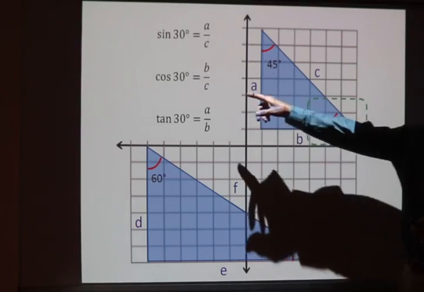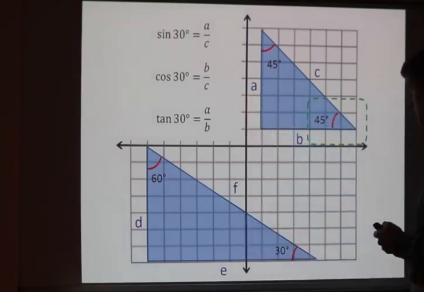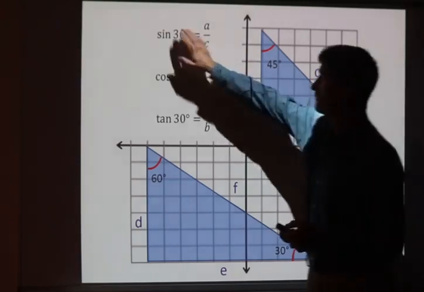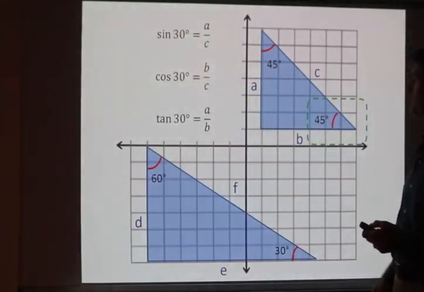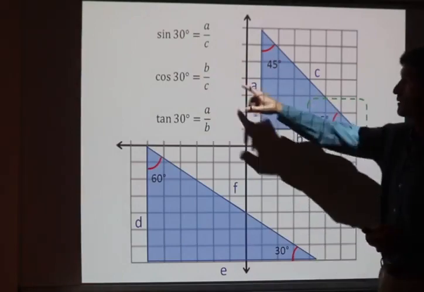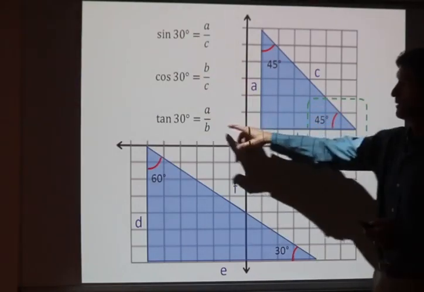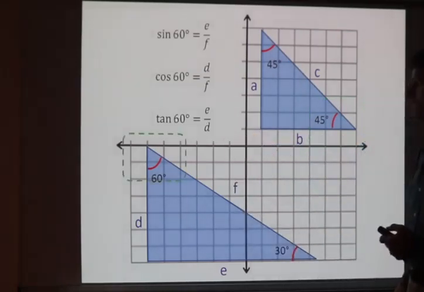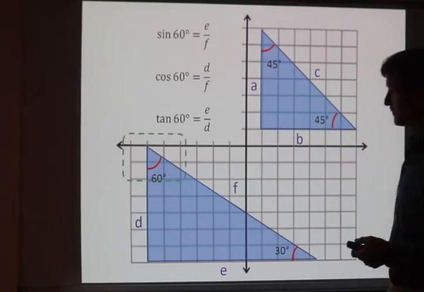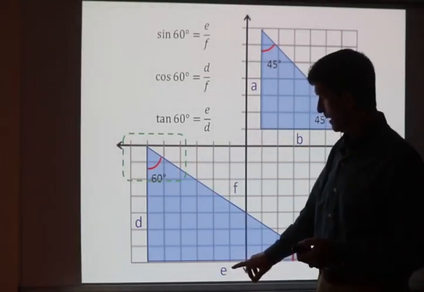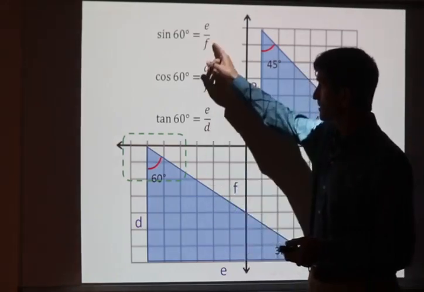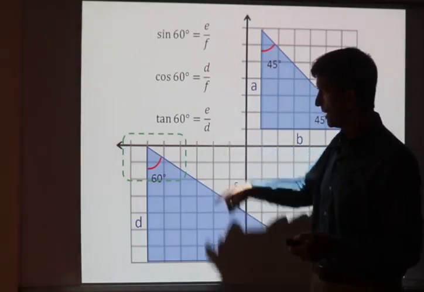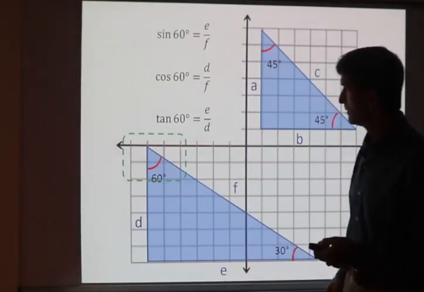Yeah, 45, that should say 45, by the way, folks. I'll make that correction. This is easy. If you're doing the sine of 45, ignore that. Sine of 45 is A over C. Cosine of 45 is B over C. Tangent of 45 is A over B. Got the 60 degrees correct at least. And 60 degrees, opposite over hypotenuse is sine. Adjacent over hypotenuse is cosine. Tangent is opposite over adjacent.